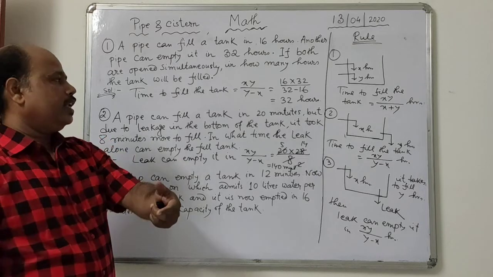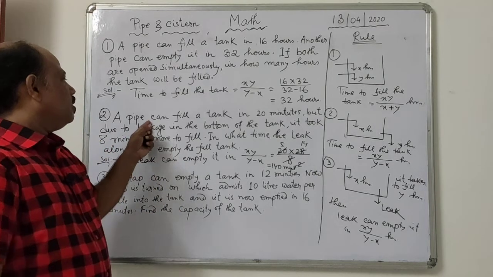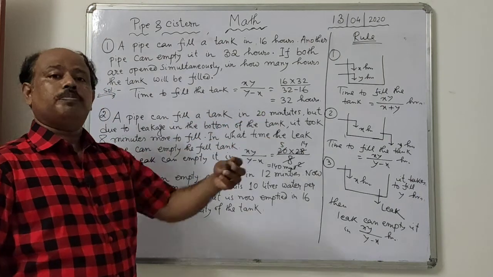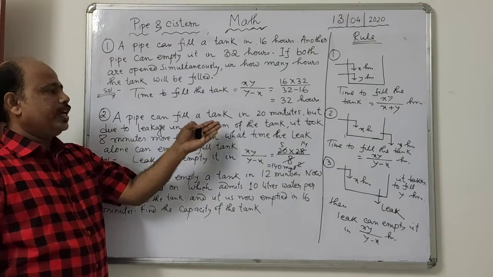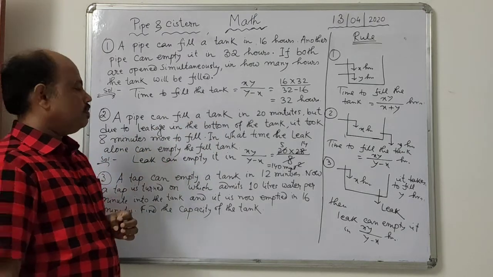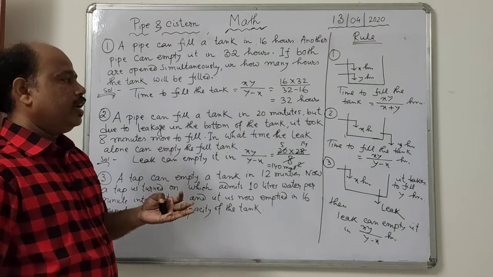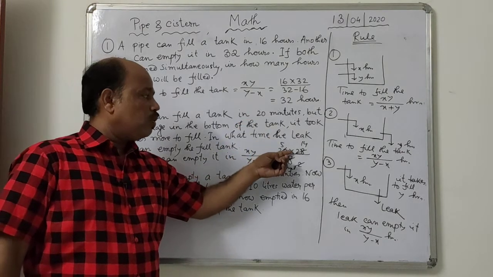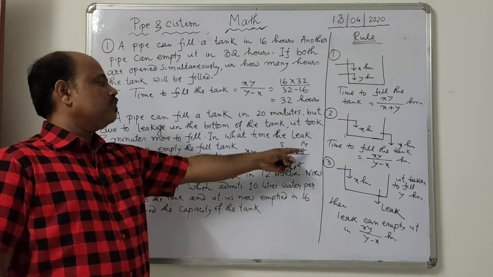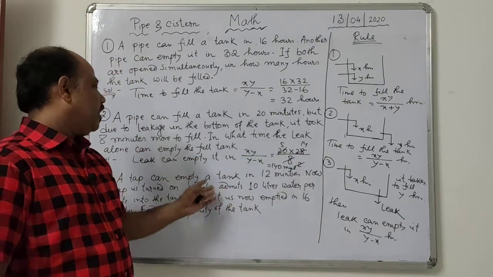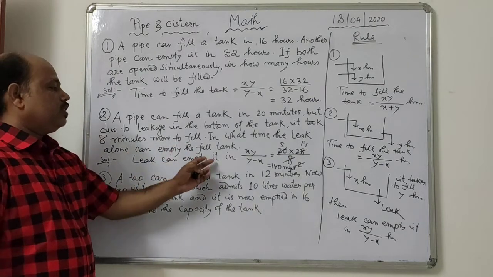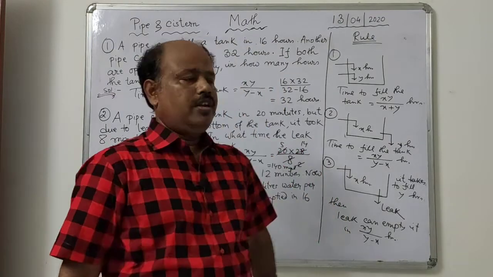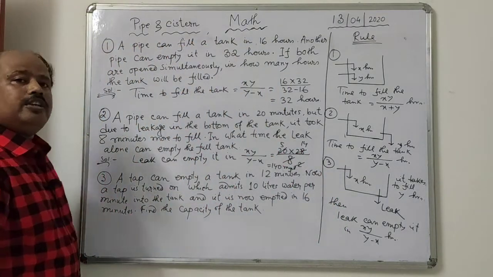Again read and discuss question number 2. A tank could be filled by an inlet tap in 20 minutes, but because of a leak it took 8 minutes more to fill. 8 minutes more to fill, that is 20 minutes and 8 minutes more, that is 28, and difference of y minus x, that is 8. Then the leak can empty the tank in how many minutes? 140 minutes. Okay. Now, read again question number 3.